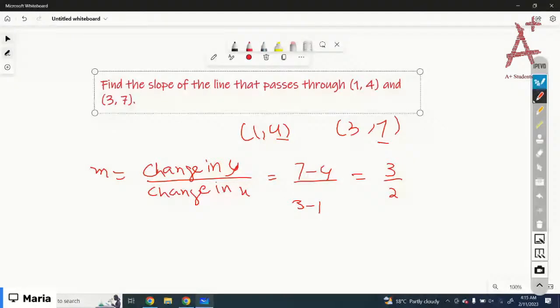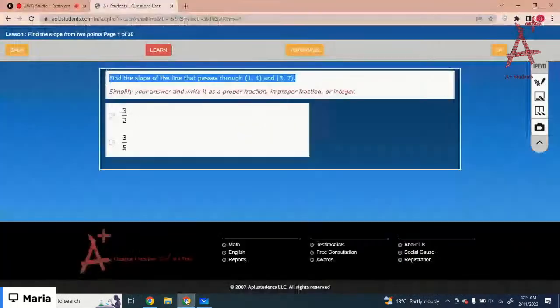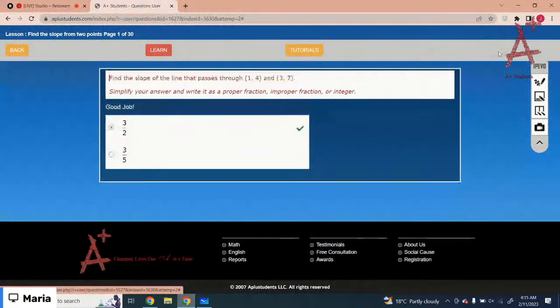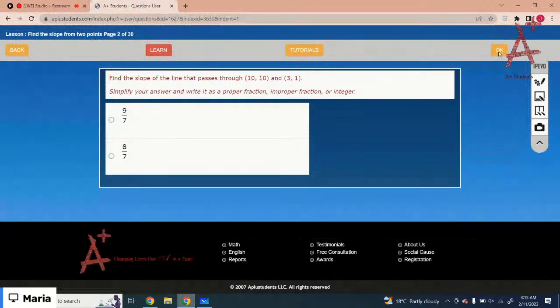So the correct option is 3 over 2. Just select the correct option, then click on the OK button.